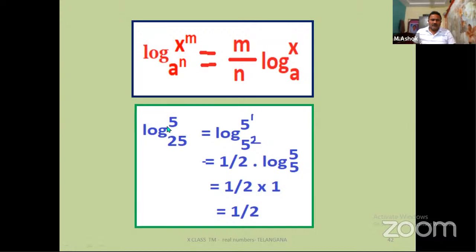So I'm writing 5 as 5 to the power of 1, 25 as 5 square. Basing on this formula, 1 by 2 into log 5 base 5. We know its value is 1. So 1 by 2 into 1 is equal to 1 by 2. The answer is the same. In this way also we can solve. So whatever is easy for you, you may follow. Keep this formula in your mind.